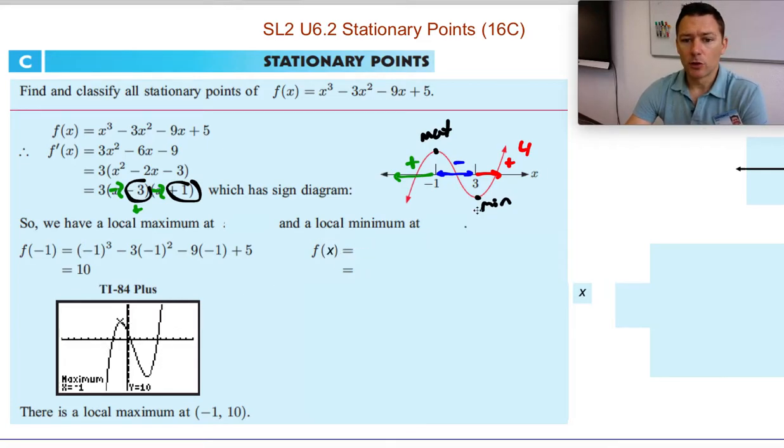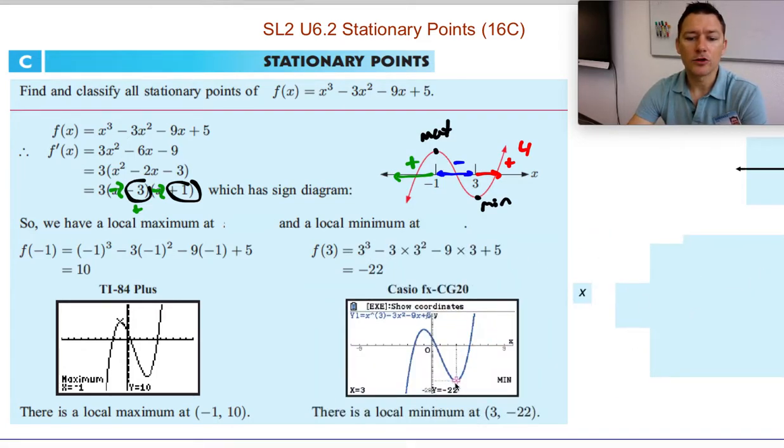Same sort of thing here. Your local minimum is at 3, so throw 3 back into the original equation, you get -22. So the other one should be -22. So there we go. We found and classified all our stationary points.